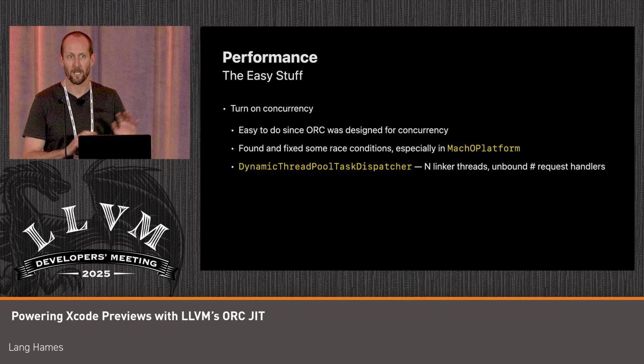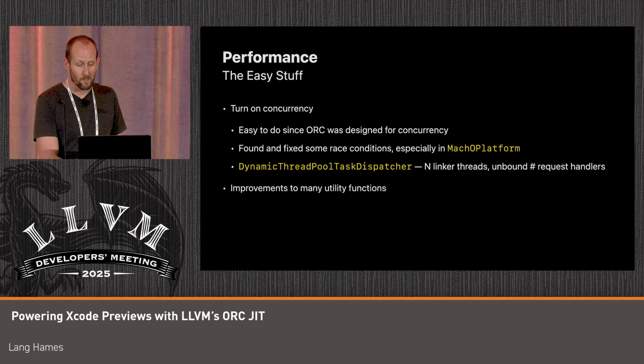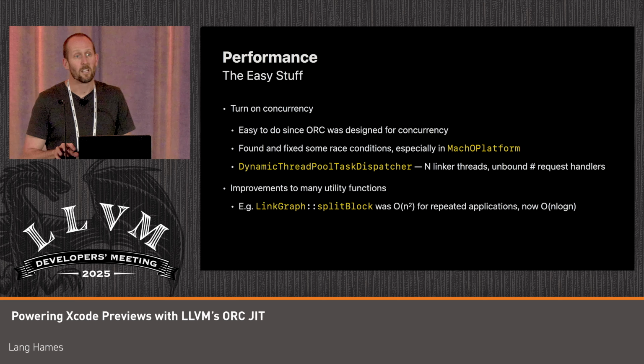We also had to make improvements to a lot of utility functions for this project, so I'll let one example stand in for many. The link graph splitBlock operation breaks up content in the linker, for instance the C string sections or the compact unwind records. This was O(N squared) for repeated applications. That had never showed up as a problem before, but with the scale of the code that we're throwing at it here, suddenly it was taking a long time. So we've added a cache, we've made this N log N, now it's no longer a problem. And lots of other functions within LLVM's JIT have gotten the same treatment.